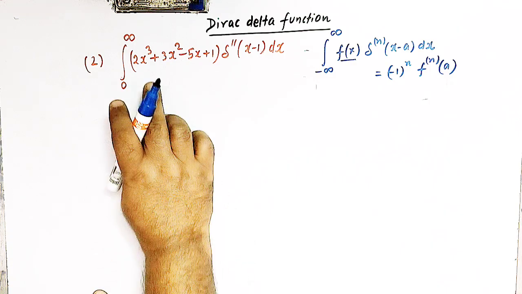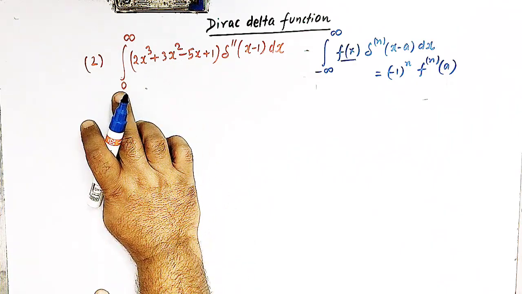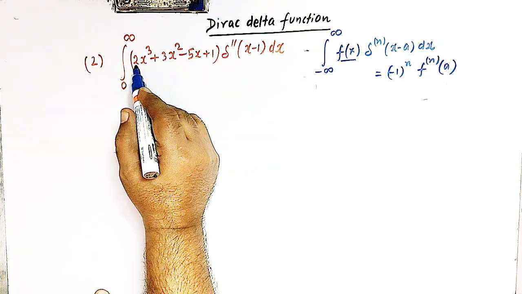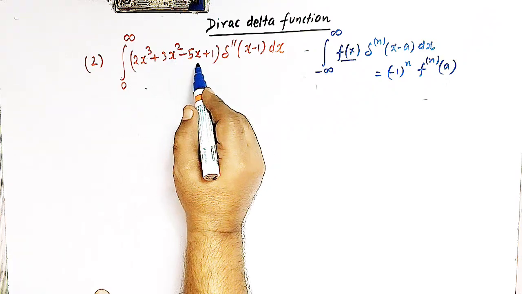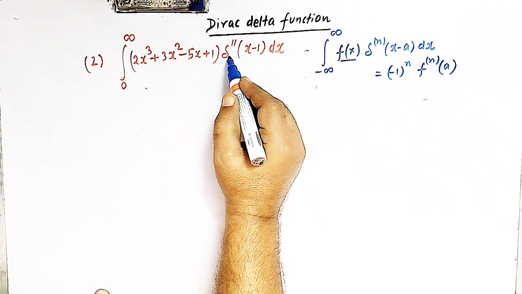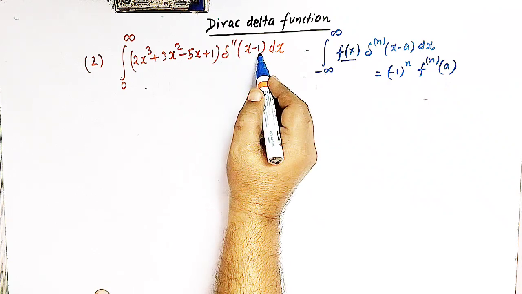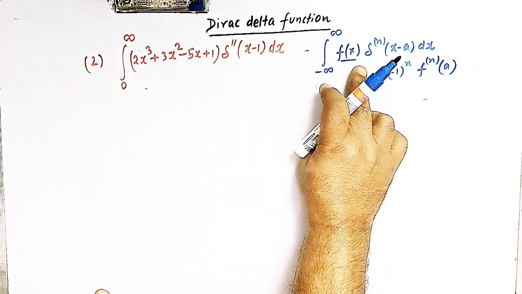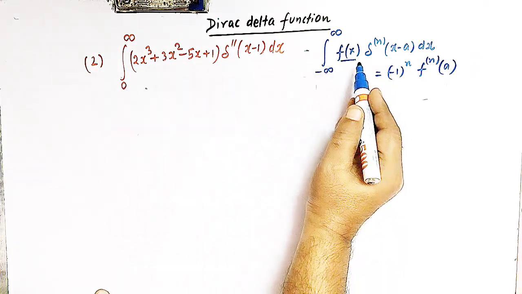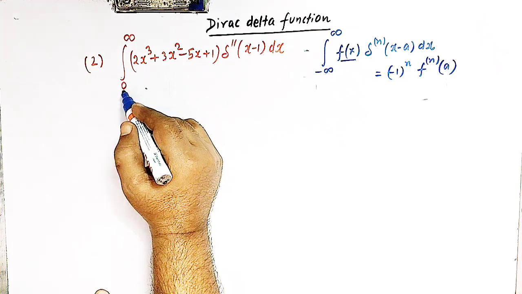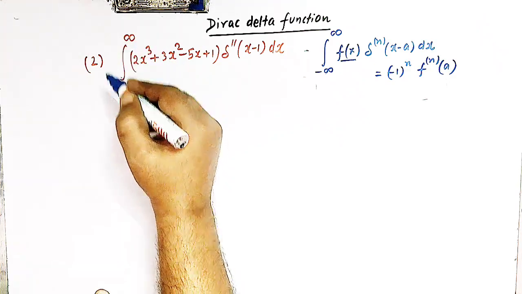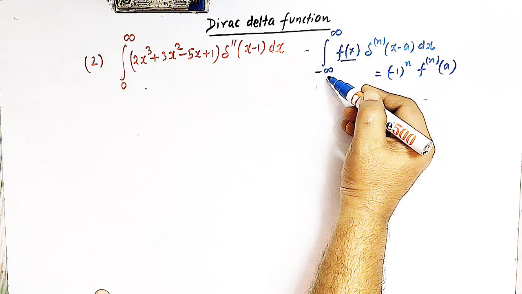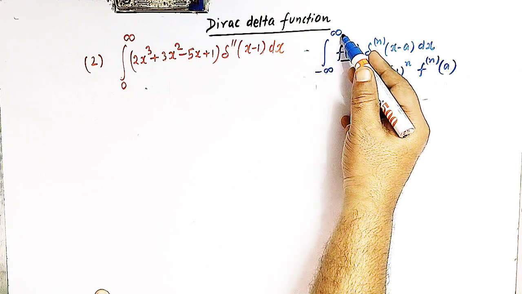So now consider this problem here. The integral is from 0 to infinity, and we have this polynomial, that is 2x cube plus 3x square minus 5x plus 1, and delta double prime of x minus 1. So let us compare this integral with this one, and here it is important to note that the limits of integration are from 0 to infinity, but here we are taking the limits from minus infinity to infinity.